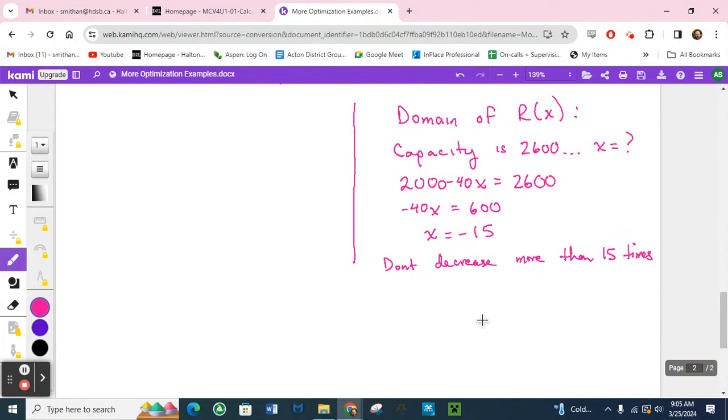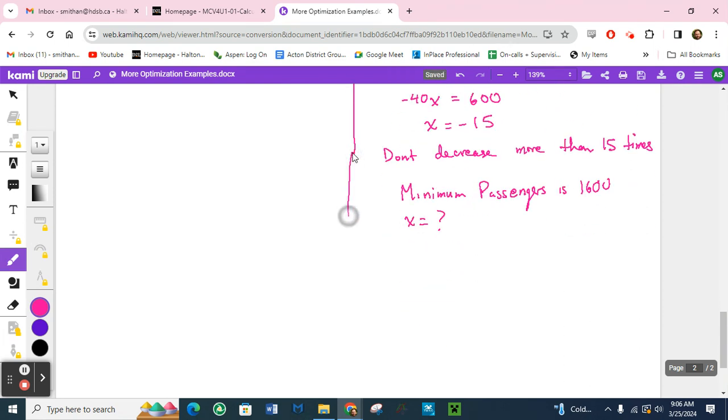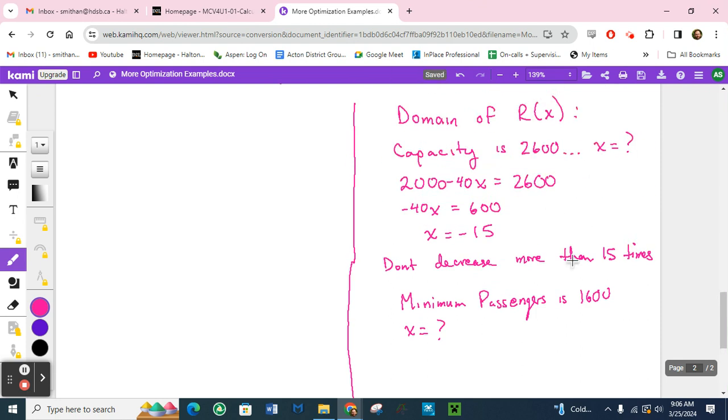Okay. So can you guys do the same thing? So we have a minimum amount of passengers. Passengers is 1,600. Can you guys do the same thing and find out what value for x gives you 1,600 passengers? And then we'll know not to increase the price more than that.